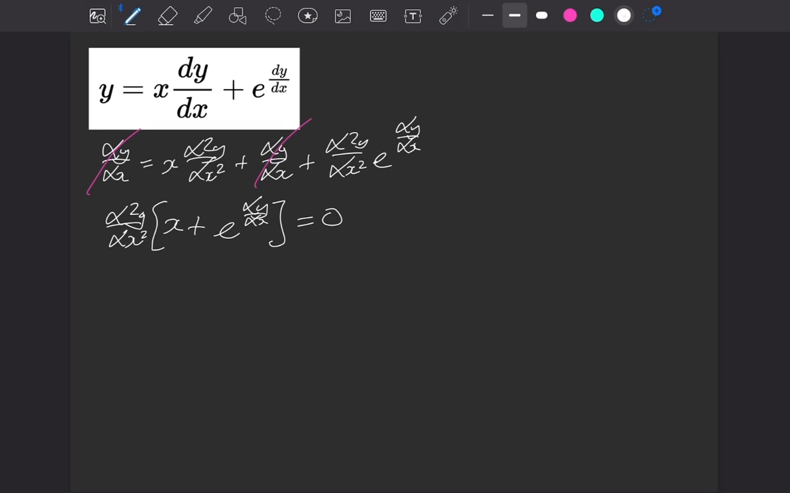So straight away, we can have the solutions where the second derivative is 0. That tells us that every linear function, every straight line, is going to be a solution to our equation.